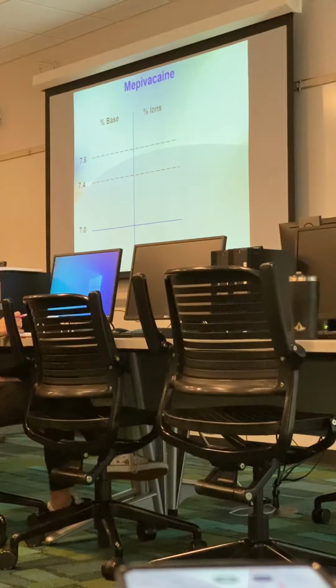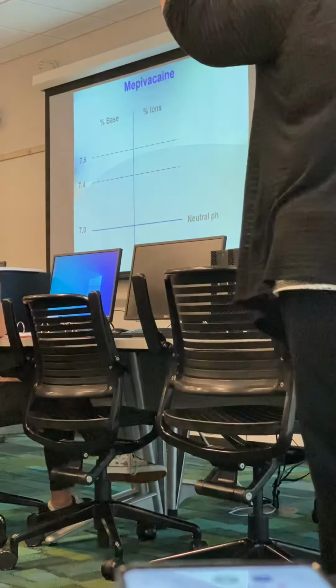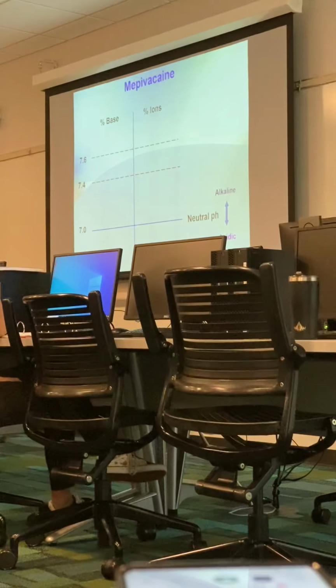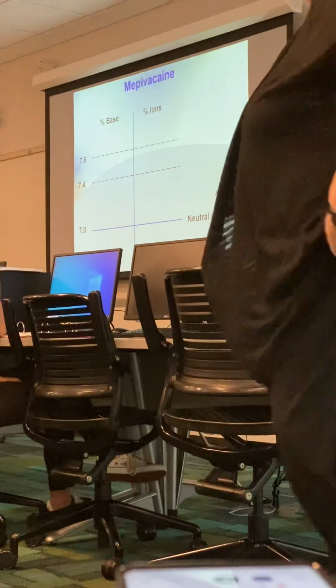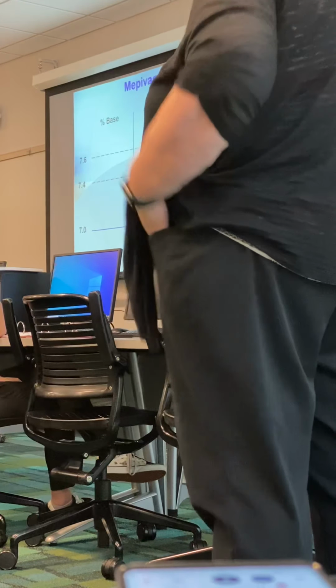All right, so here we have mepivacaine. We know that neutral pH is 7.0, right? Anything above that is alkaline, anything below that is acidic. That's neutral pH. 7.4 is the body's pH, so the body's pH is just slightly alkaline.